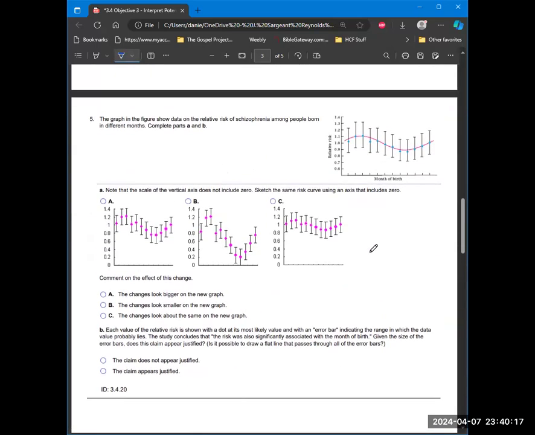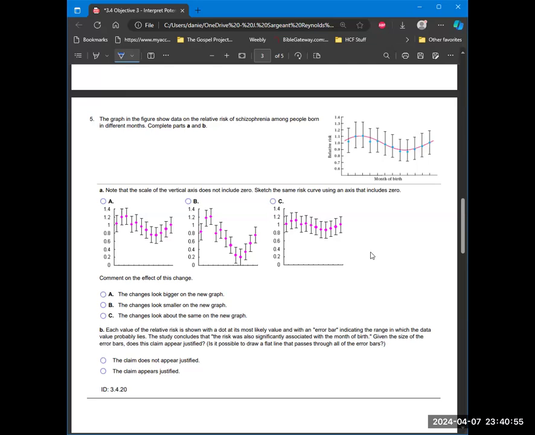Let's look at number 5. The graph of the figure shows data on the relative risk of schizophrenia among people born in different months, complete parts A and B. So this is a special type of graph that shows your point estimate and how sure you are of that estimate, so with a margin of error. This is basically a confidence interval that we talked about previously, and these are all confidence intervals.